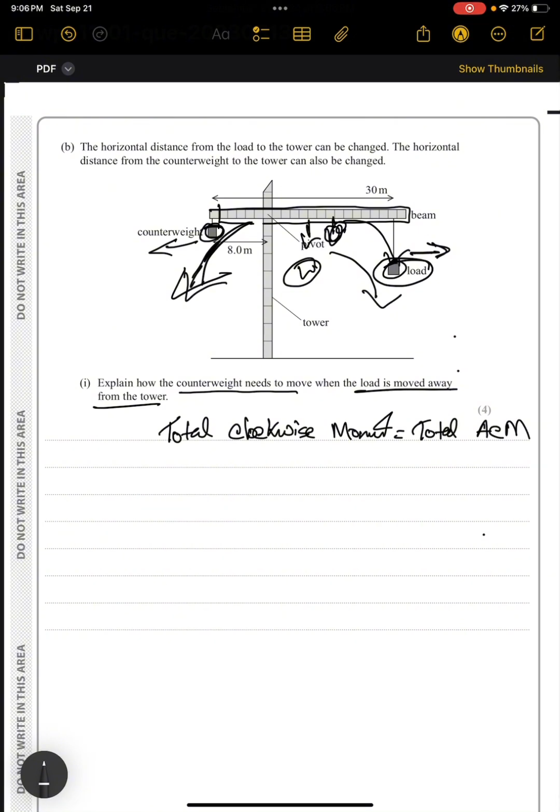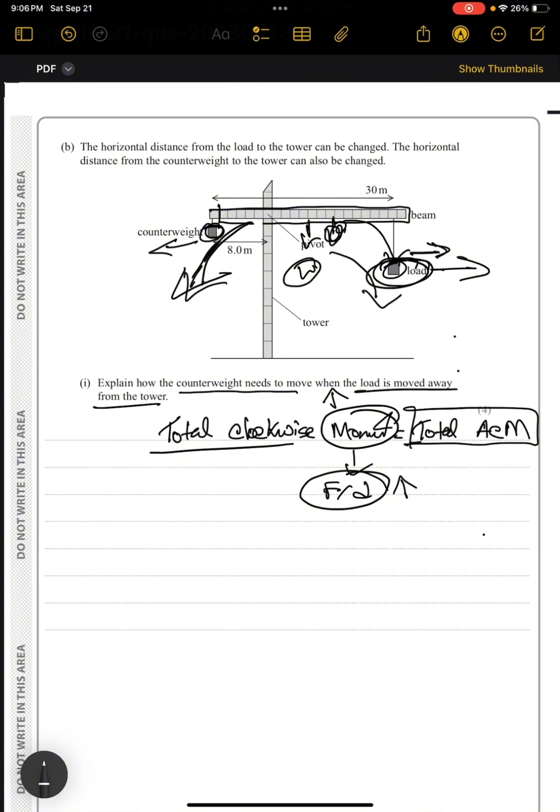If we know the total clockwise moment, the formula of moment is force into distance. If the load is moved to this position, the distance will increase. As the distance will increase, the moment will also increase. So the total clockwise moment will increase. So in order for the moments to be equal, as the total clockwise moment is increasing, the total anti-clockwise moment will also need to increase. The weight of the counterweight cannot increase, so the force will not be able to increase. So the distance needs to be increased.